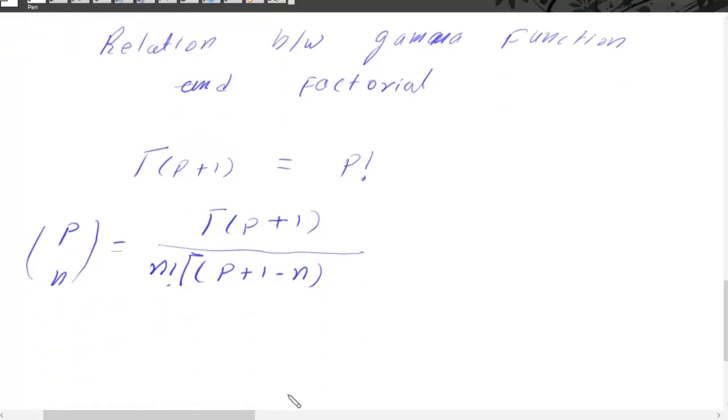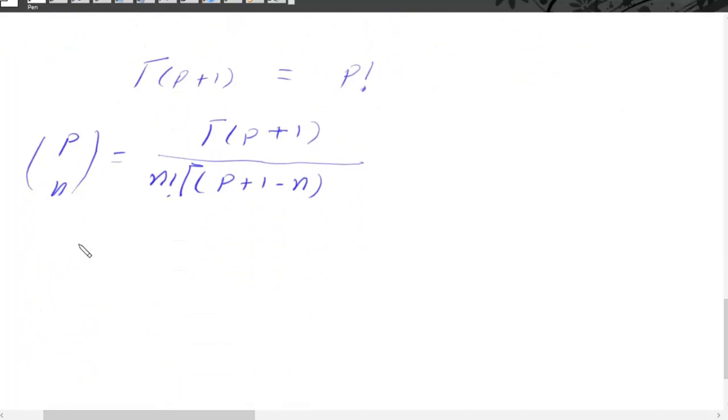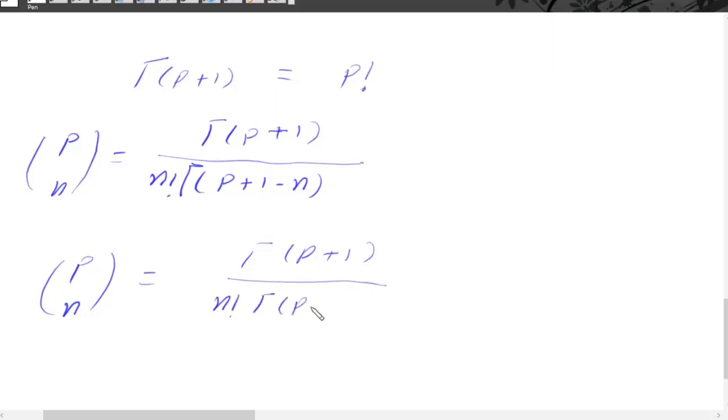Okay, then we can rearrange these equations. The combination of p and n is equal to the gamma of p plus 1 divided by n factorial, and then the gamma of p minus n plus 1. Okay, in which we put these equations.